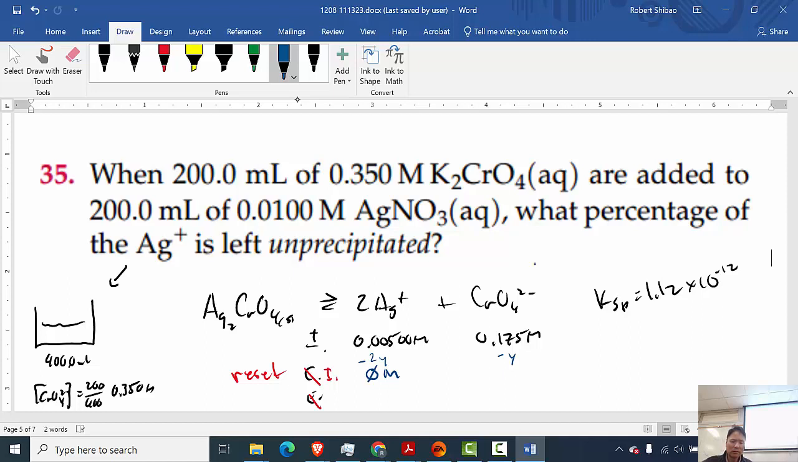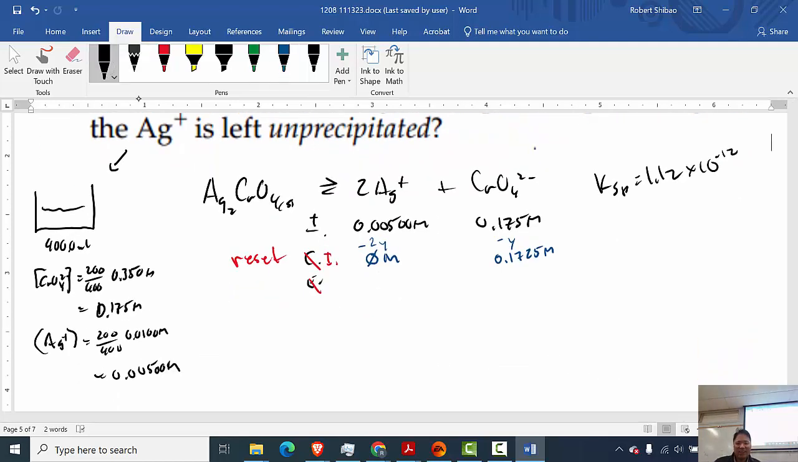So if I do 0.175 minus 0.00250, I'm going to get 0.1725. Okay, so we reset it to make the math a little easier, and then the change is going to be forward here, so I don't have to calculate Q. We're automatically going to see this is going to be plus 2x, this is going to be plus x. But in this case, x is going to be the solubility. So rather than calling it x, I'm going to call it s, and s here. And so this instead, we'll just call it s, and plus s.